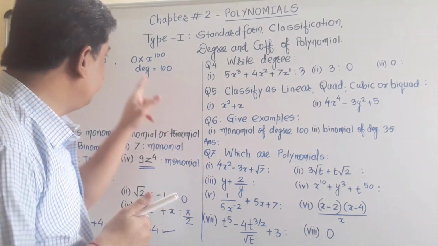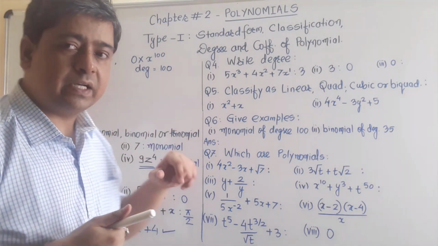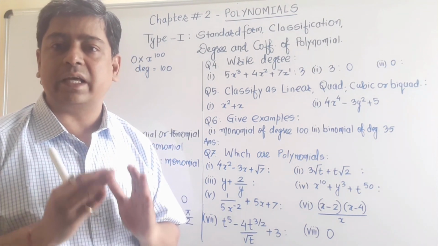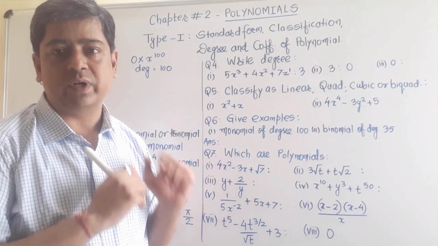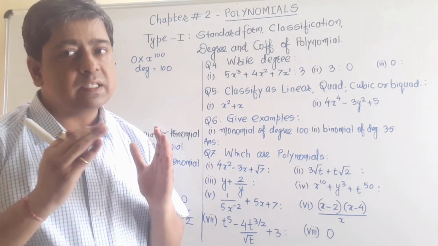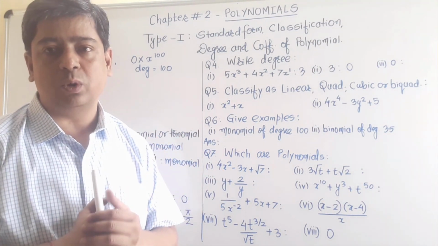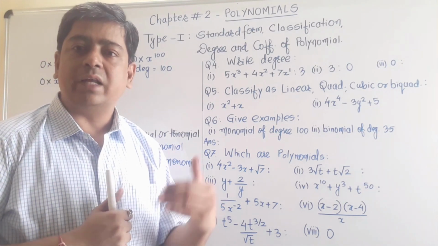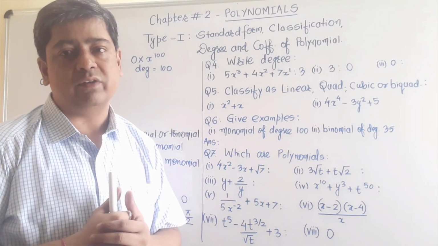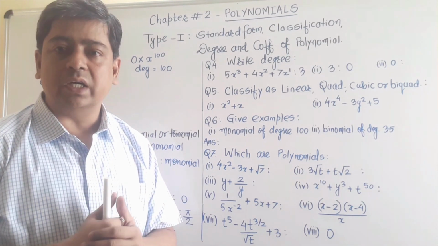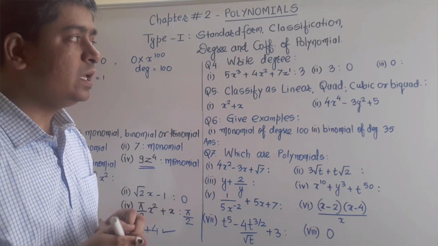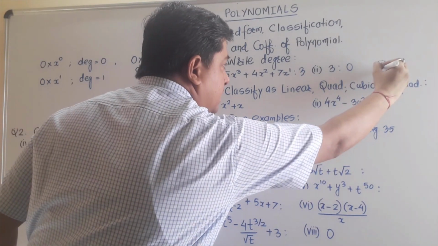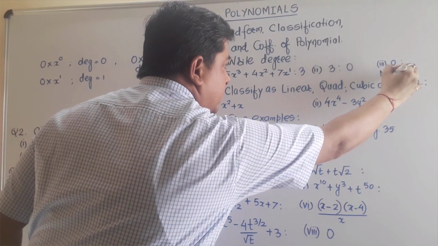But if I take the power of x as 100, then the degree will become 100. So here the power of x cannot be any fixed value. It can be taken as any value since the whole answer is becoming 0, and the power can be taken differently by different persons. So we can say that the degree of the 0 polynomial is not defined. I am writing it here: not defined.